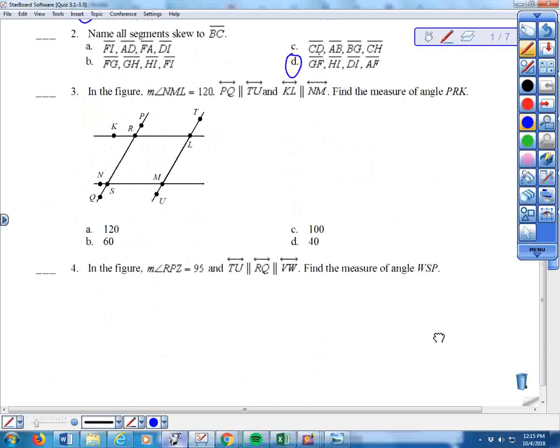In the figure, NML, so this angle is 120. PQ and TU are parallel, and KL and NM are parallel. Find the measure of PRK. Well, if they're all parallel, this angle and this angle are equal, corresponding angles. And this angle and this angle are equal, corresponding angles. So it's the same, it's 120.